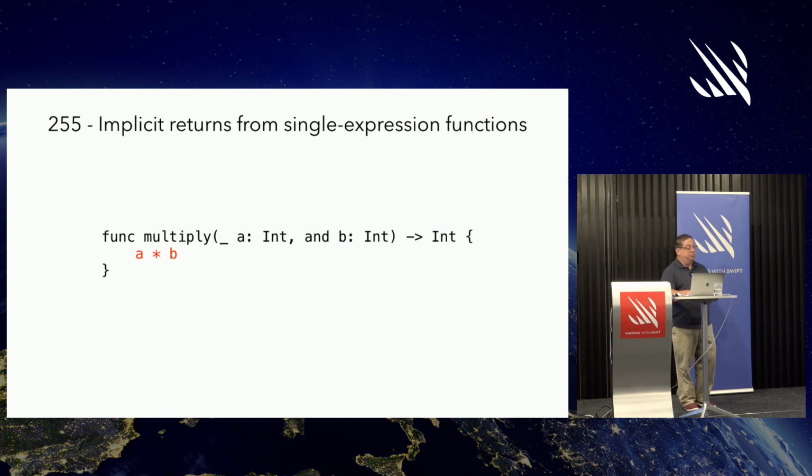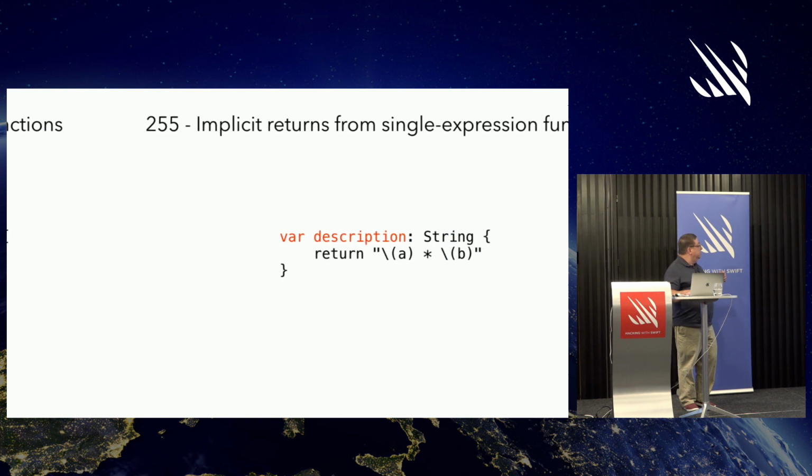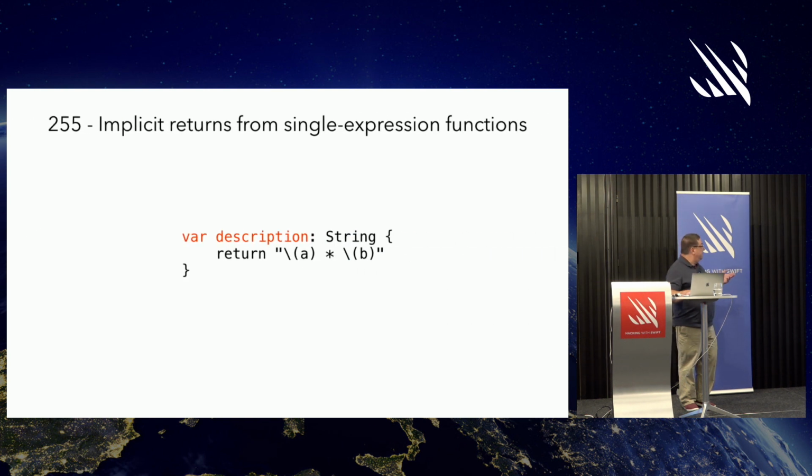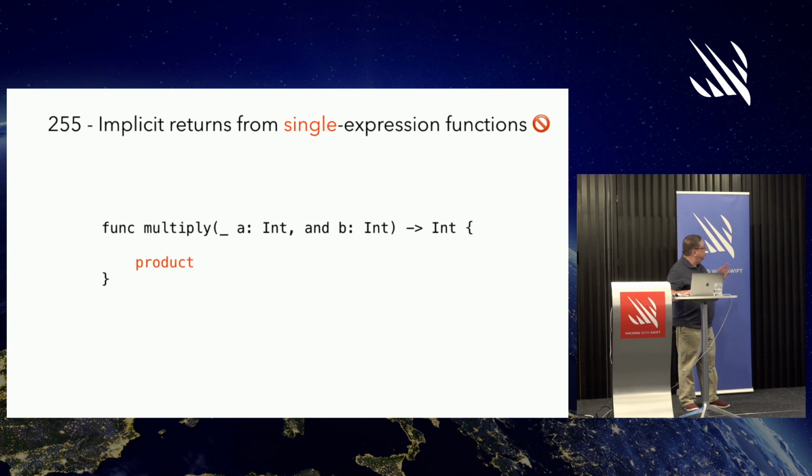And if you have a times b there, then that also works in functions that aren't functions, they're computed properties. So in your description, you can get rid of the return there and write it like this. And it looks horrible at first, but it's going to grow on you. It will.